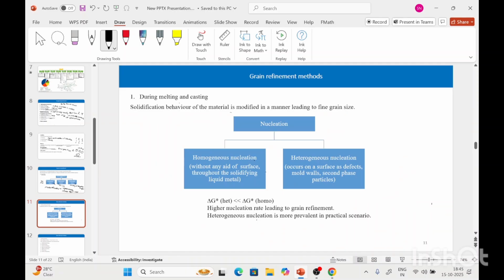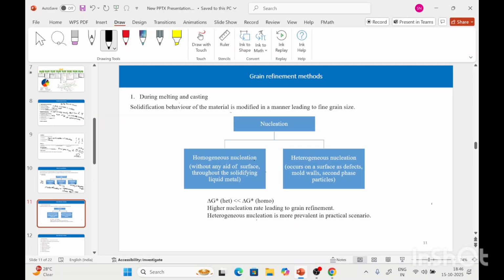The next is the grain refinement method. Besides annealing or dynamic recrystallization, some more grain refinement methods are there to improve the strength of aluminum alloys. So first is during the melting and casting. The solidification behavior of the material is modified in a manner that leads to finer grain size.